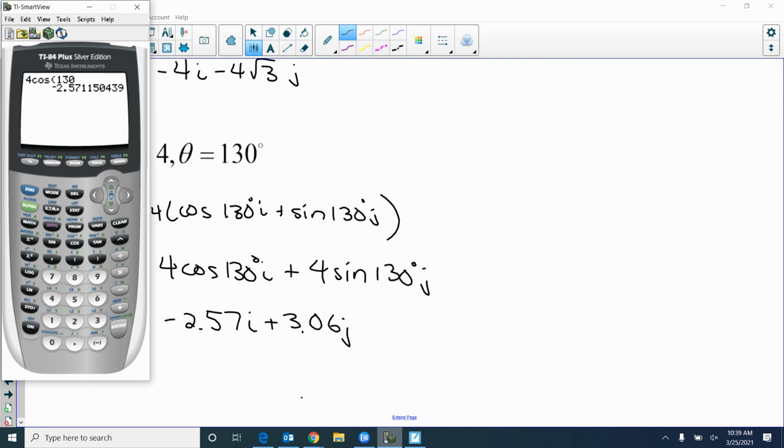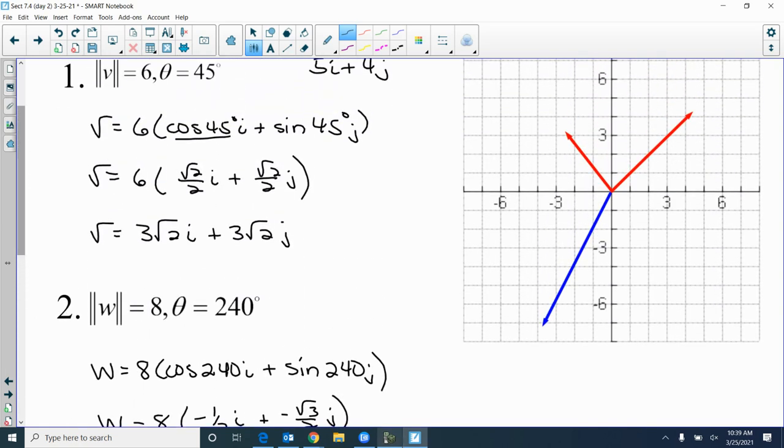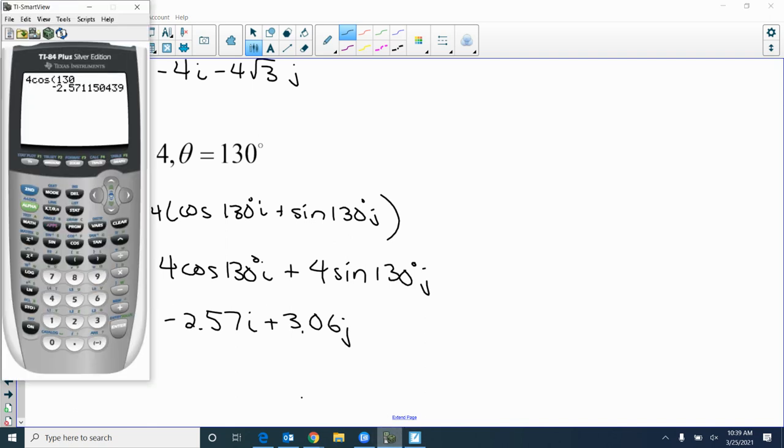I believe you, but 4 cosine 130, you do that, negative 2.57. It should make sense that's a negative. If you plug in the angle, it gives you the proper sign for the proper coordinate quadrant. So it gives you a negative, so it has to give me a positive for the next part, as long as we're doing everything right. And so 4 times sine of 130.